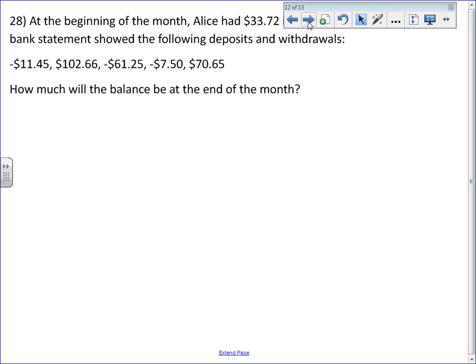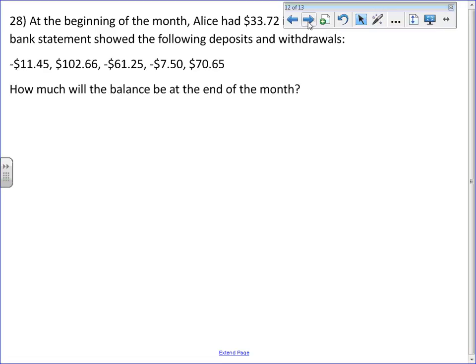Okay, at the beginning of the month, Alice had $33.72 in her bank account. Her monthly bank statement showed the following deposits and withdrawals. Remember, deposits are when you put money into your bank, so those are the positives, and withdrawals are when you take money out of your account, so that would be a negative. How much will the balance be at the end of the month?